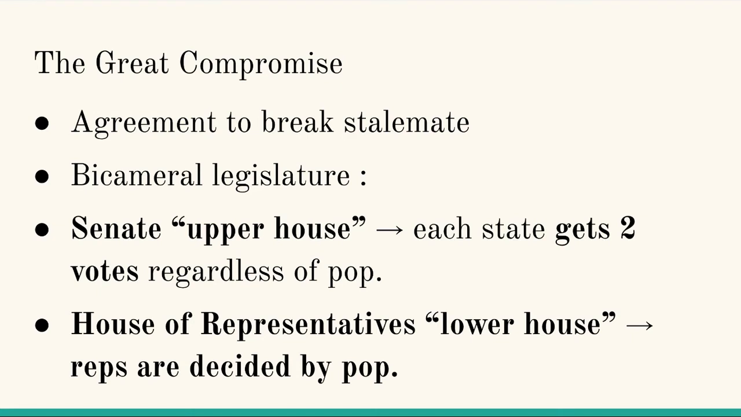So right away, we're compromising. Everyone's getting a little bit of what they want. The New Jersey plan supporters are getting their equal votes in the Senate. The Virginia plan voters are getting their population controlled votes in the House of Representatives.